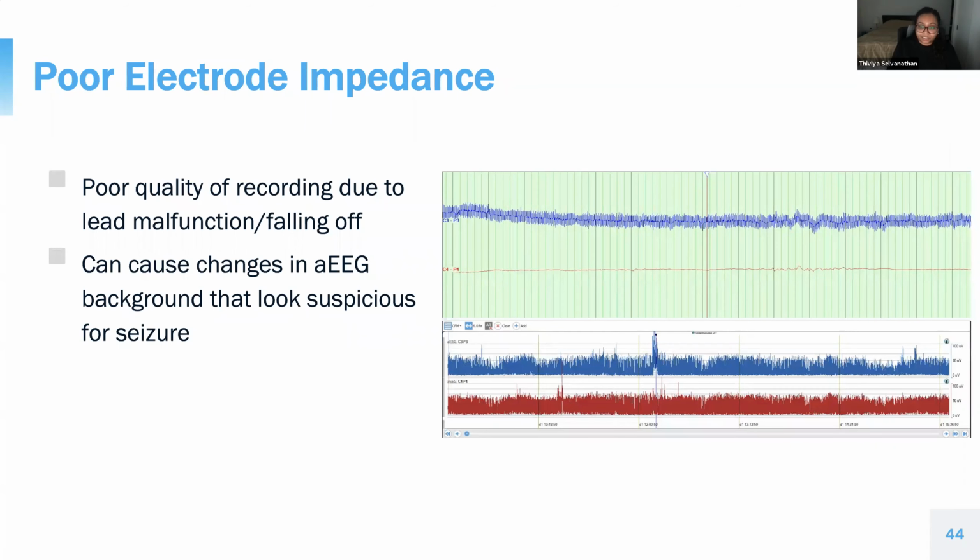Finally, poor electrode impedance can also be a cause of artifact, and it can cause changes on the amplitude integrated EEG as shown here below. You see this elevation in the baseline on the left side, but when you actually look at the raw EEG tracing, you can see that there's an issue here with one of these electrodes, and that's what has caused this elevation here.